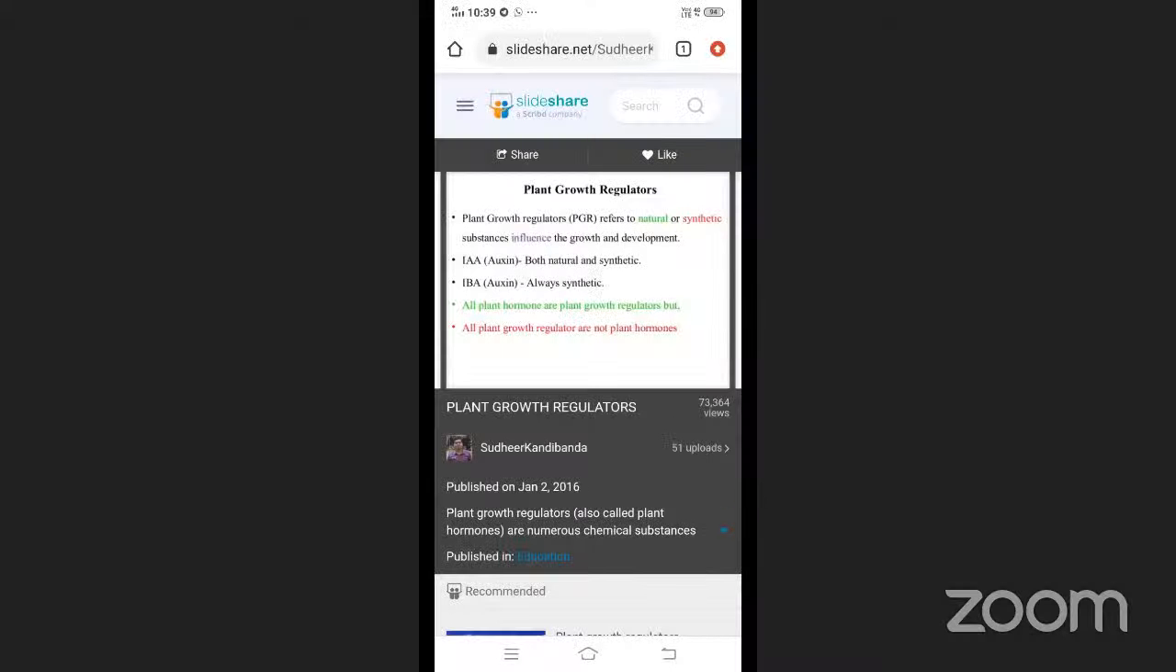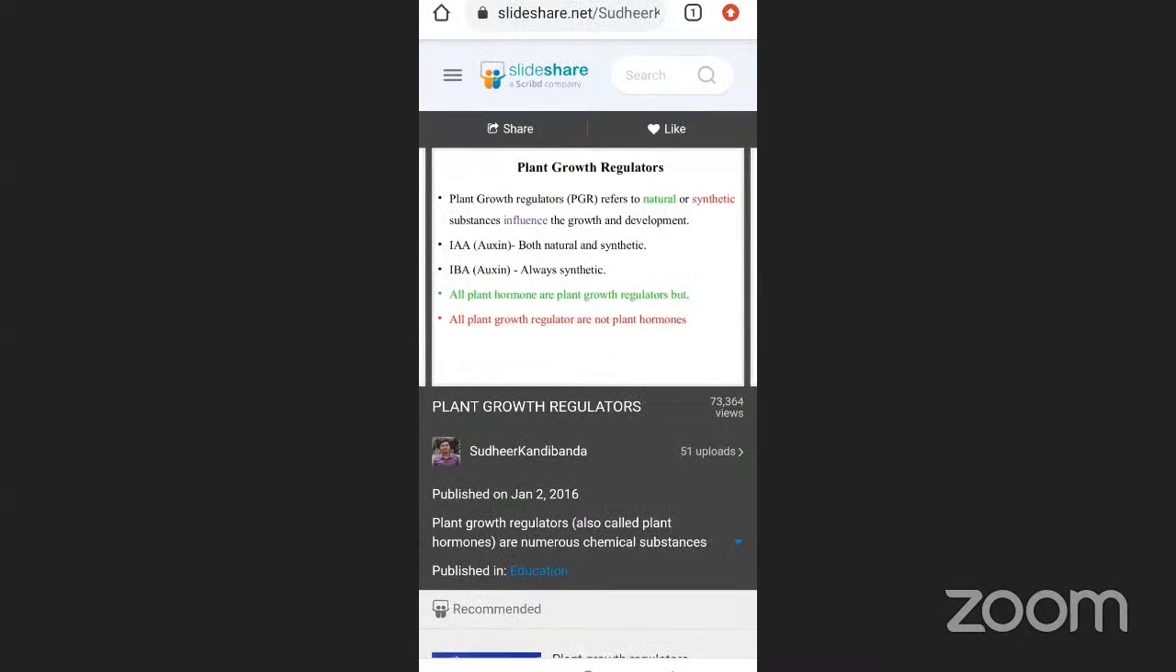Okay. So growth regulators means the plant growth regulators. They are natural or some are synthesized. So IAA, indoleacetic acid, these auxins are produced naturally as well as synthesized also. Indolebutyric acid, IBA, this auxin is always synthesized, not natural.